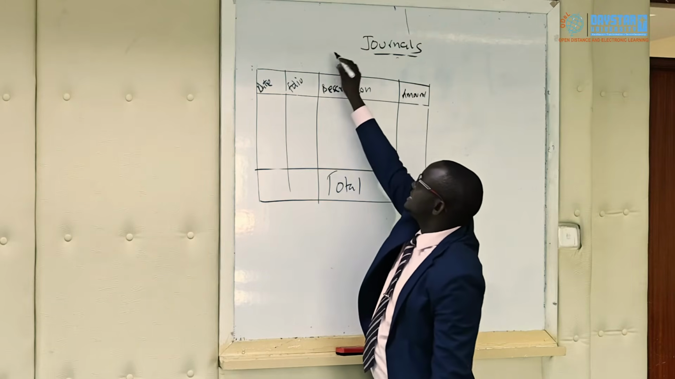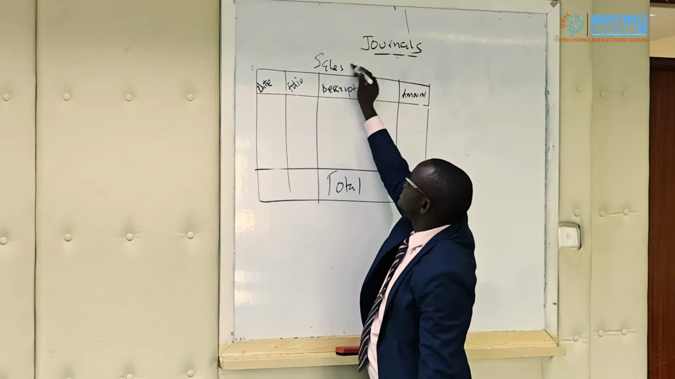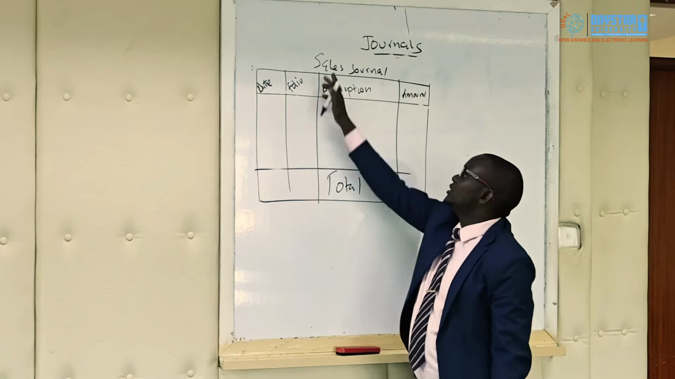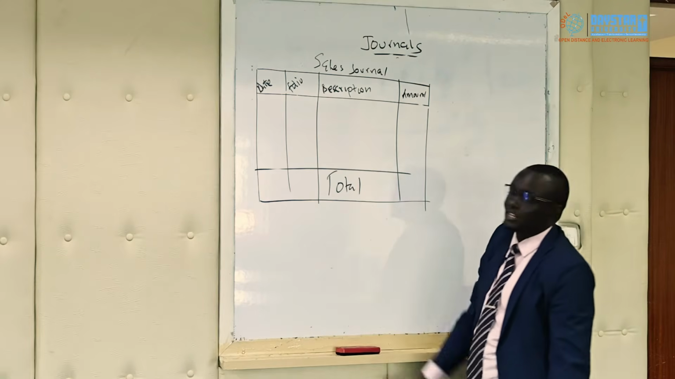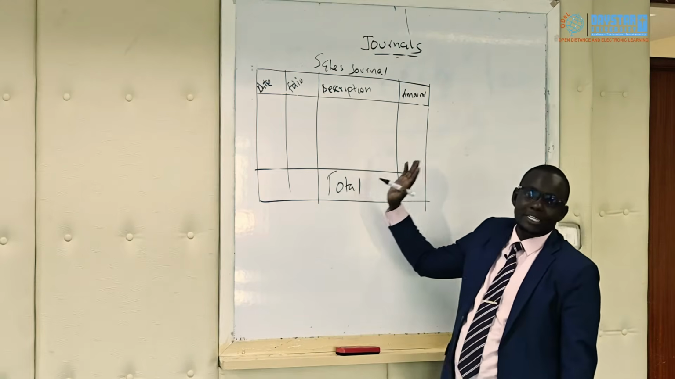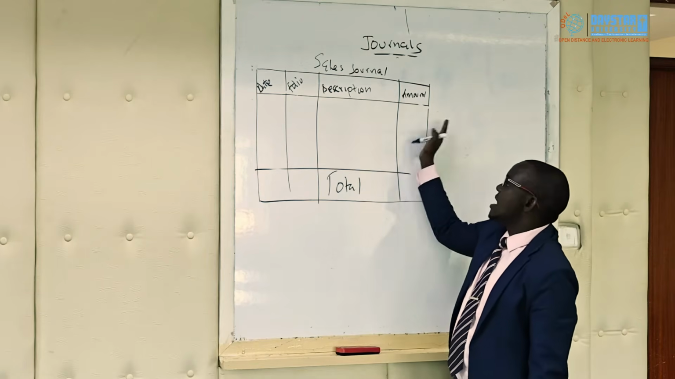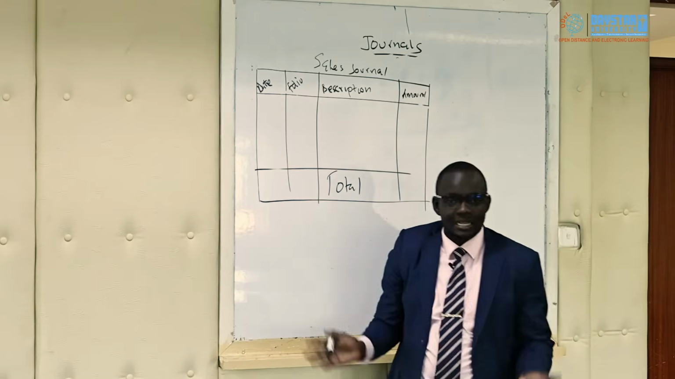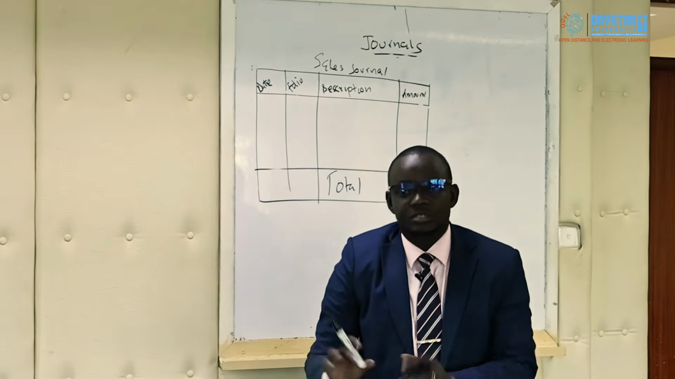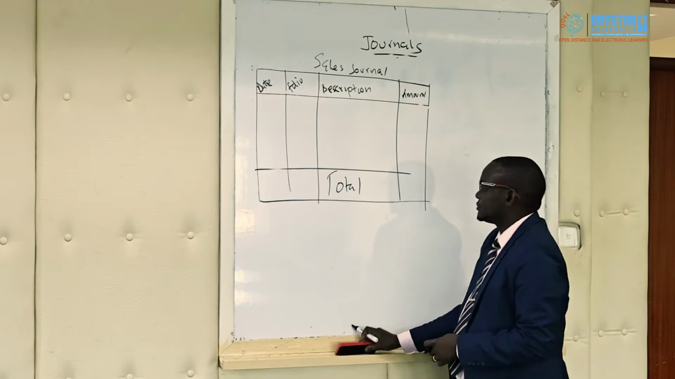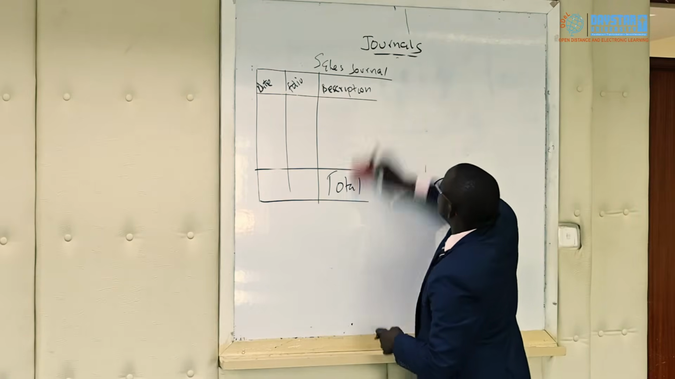So if it is a sales journal, it will look like this. If it is a purchase journal, you just change the name, you draw a purchase journal like this. If it is a return inward journal, same. Return outward journal, same. Each journal is drawn in a separate box. Let's look at an example.